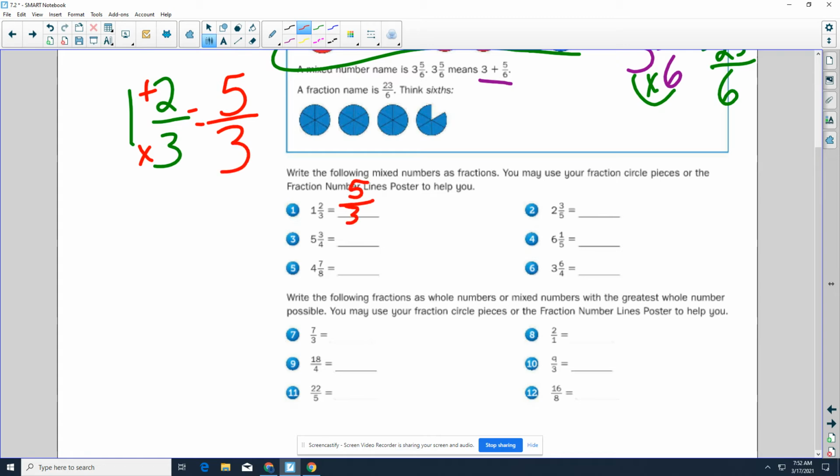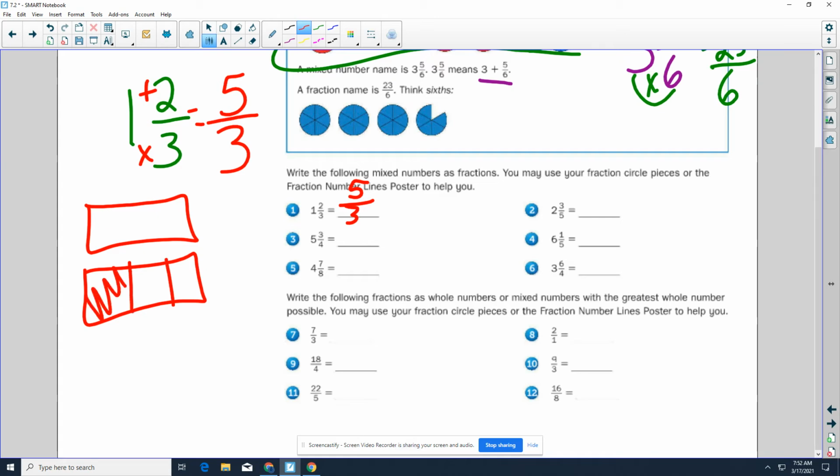I could also, if I wanted to, draw a picture with one whole box and draw a second and shade in 2/3 of the second one. I say I get 1, 2, 3, and then I could count. I have 1, 2, 3, 4, 5 thirds. Okay, so that's what you want to do on that.